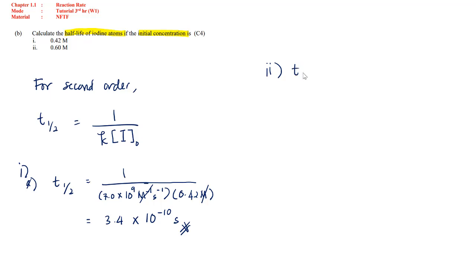And for question 2, by using the same procedures, okay, please check your answer. Suppose the answer is 2.4 times 10 to the power of negative 10 second. Okay.